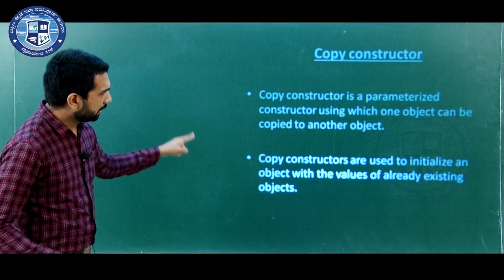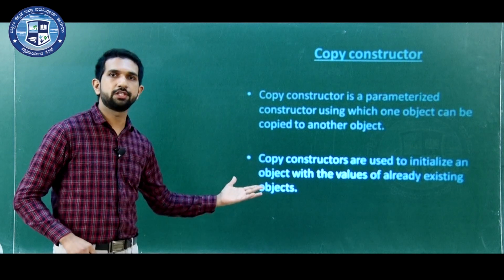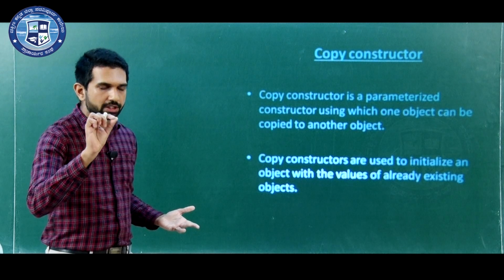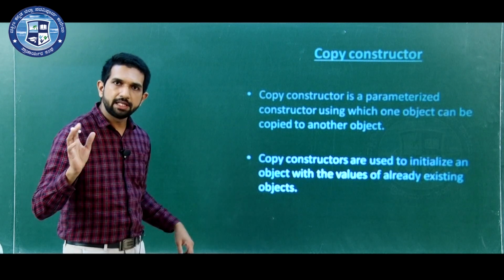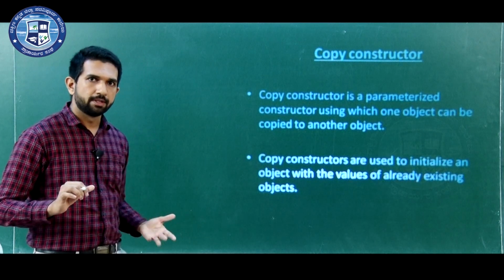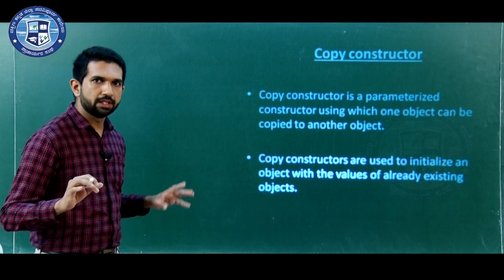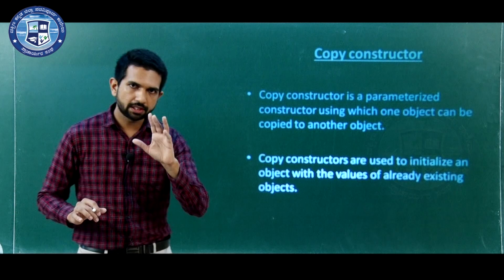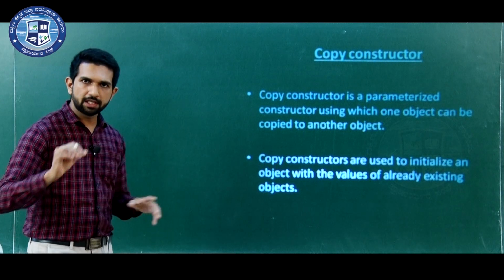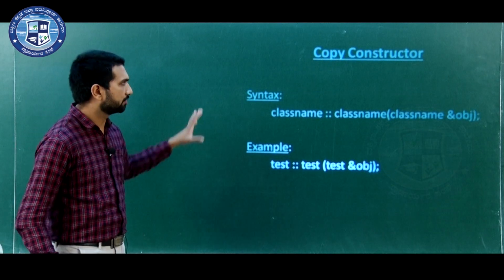So, see, copy constructors are used to initialize an object with values of an already existing object. So, already we have some objects, its values we can initialize, that means its values we can pass to another object. That speciality we can observe here. With syntax and example we will discuss, then you will understand clearly. So, copy constructor is also one parameterized constructor only, where one object related information can be copied to another object. So, this is actually the syntax of copy constructor.